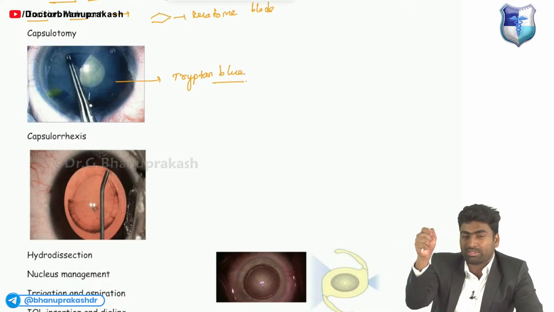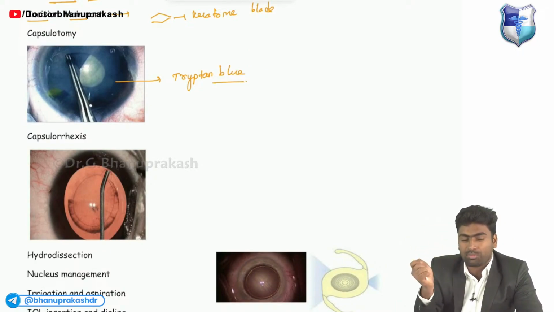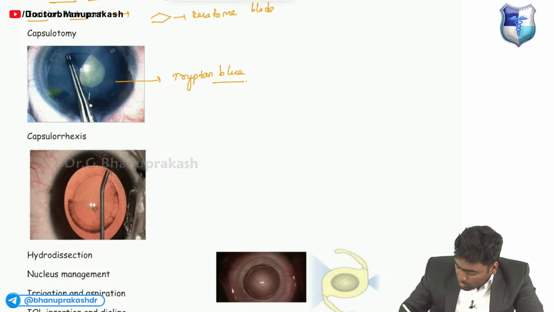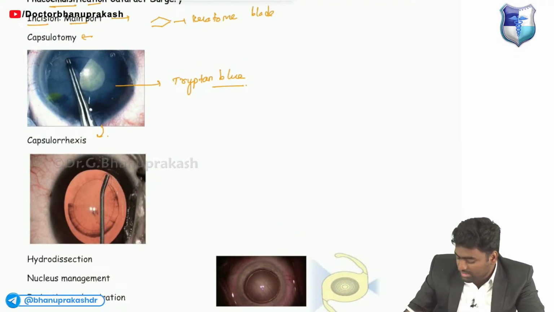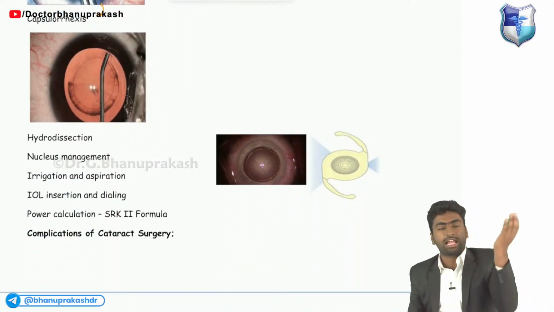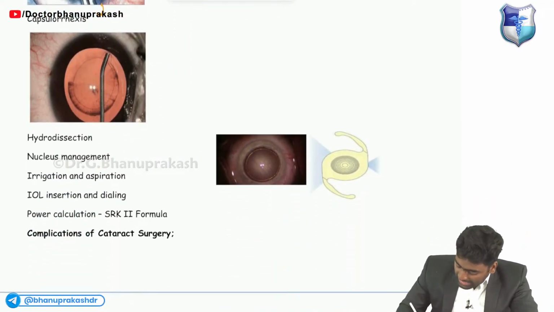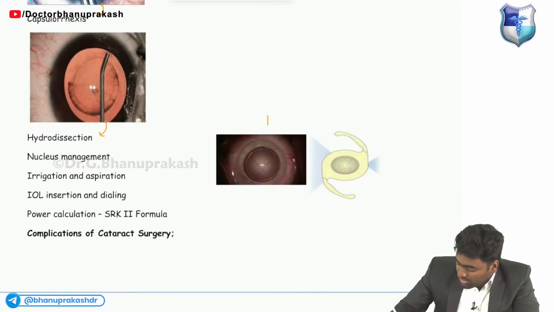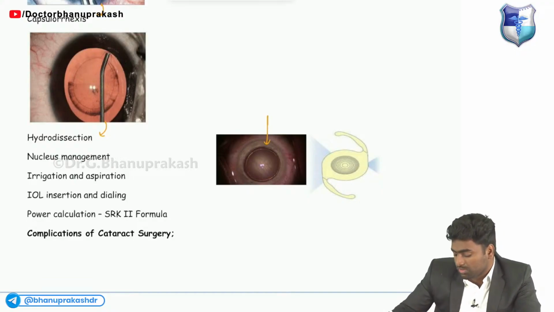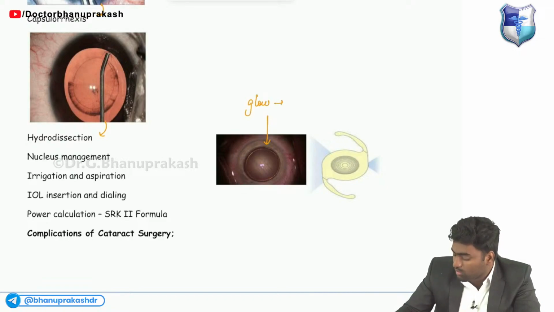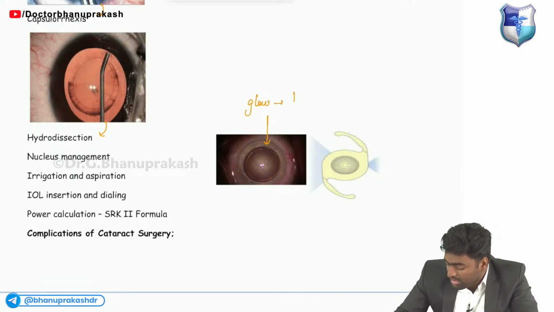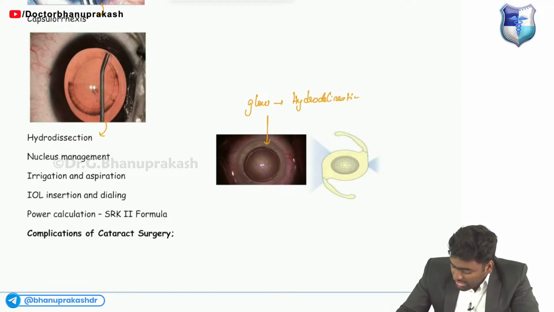And once you stain with this trypan blue dye, you need to remove the capsule. So you will hold one end of the capsule and rotate it in a circular motion, and this is known as capsulorhexis. First you will do capsulotomy, then capsulorhexis. Then you need to separate the capsule from the nucleus. That is known as hydrodissection. Then in the nucleus, you need to differentiate. To see whether you have reached it or not, we'll use a method where you will see this type of glow. This glow, remember, for the nucleus, is hydrodelineation.